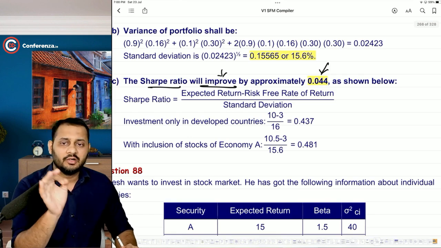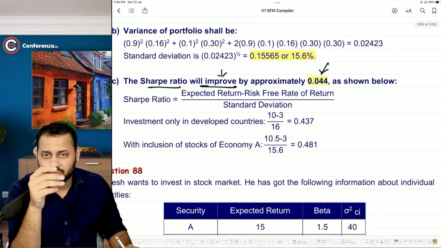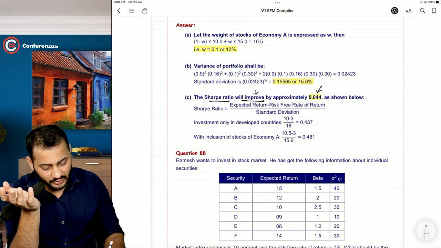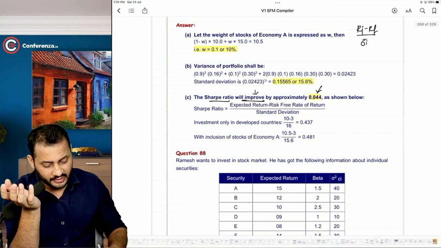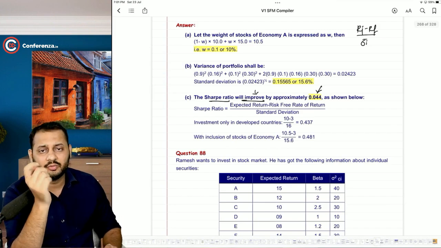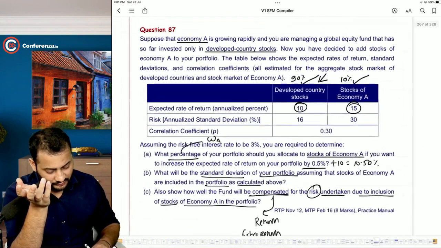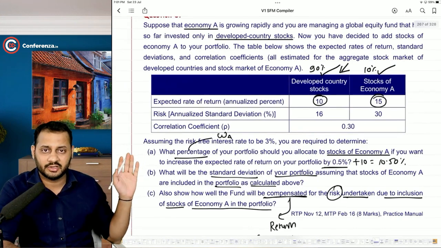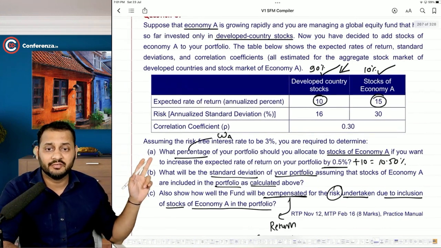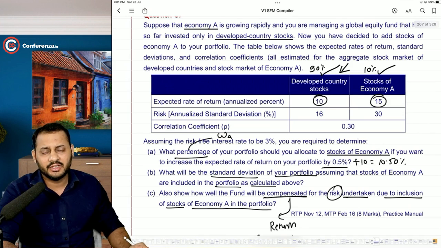Okay, now they have calculated the Sharpe ratio. So Sharpe ratio has a formula, (Ri minus Rf) divided by standard deviation of y. One hint that you can get from the question is they have given you the risk free rate of return, 3%, and we haven't used it in the first or the second part. So obviously we can use it in the third part as well.